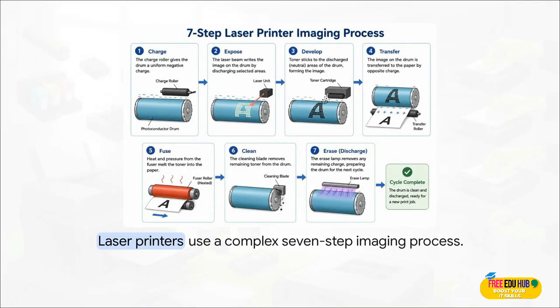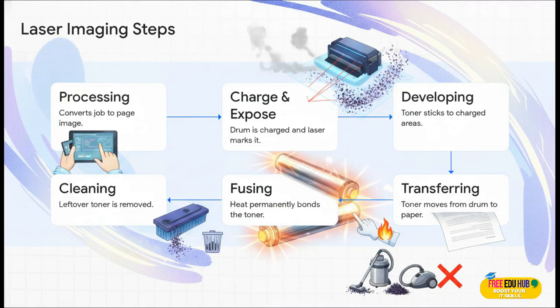Now, when we shift to office environments, laser printers completely dominate, hands down. They're fast, they're reliable, and they handle high volumes of text perfectly. But instead of liquid ink, they use a fine powder called toner. And the process to get that powder permanently onto the page, it's highly technical. It is actually a 7-step imaging process. It goes from processing the digital image to charging an internal drum, exposing it with a laser, developing the toner, transferring it to the paper, fusing it permanently with heat, and then cleaning the drum for the next page.